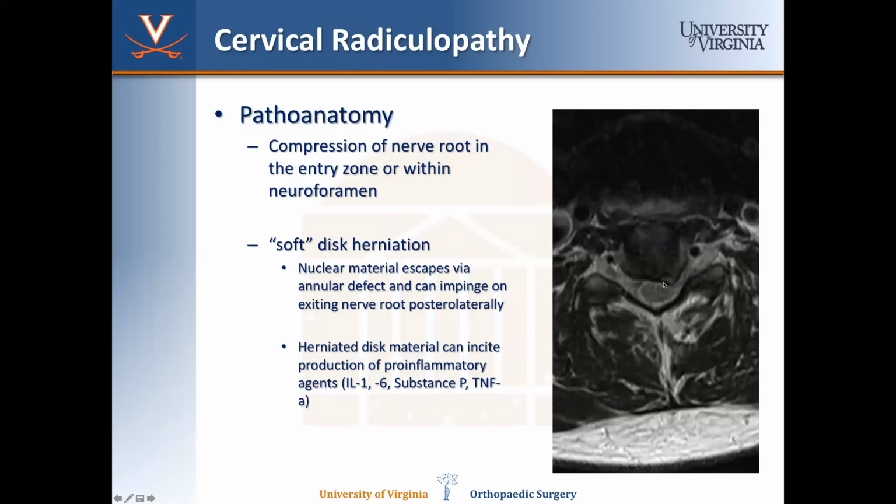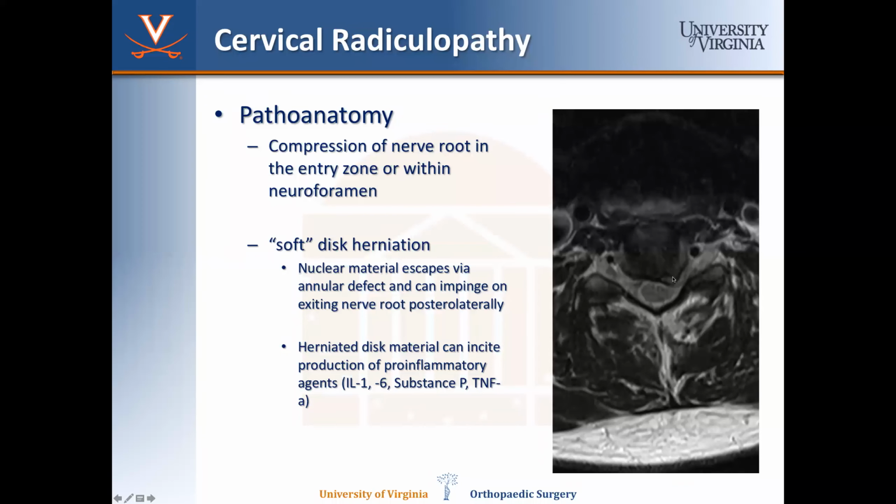So there are two different kinds of etiologies of cervical radiculopathy that we see. They tend to be bimodal in their age distribution. Younger patients get a soft acute disc herniation. So same mechanism as the lumbar spine.